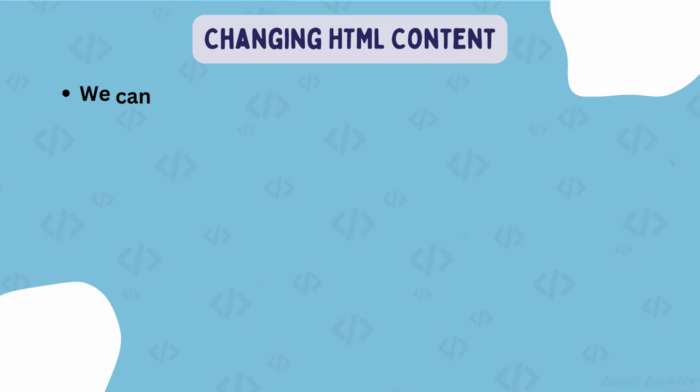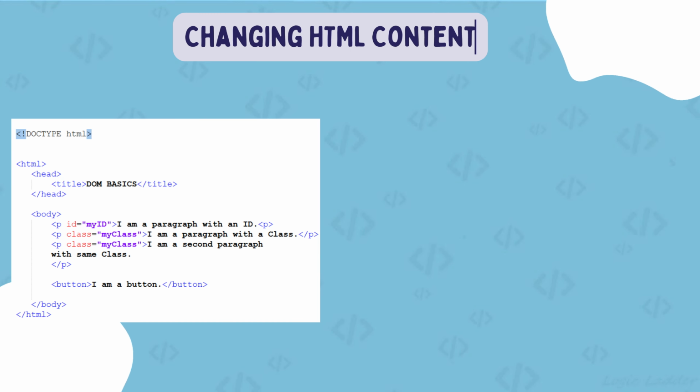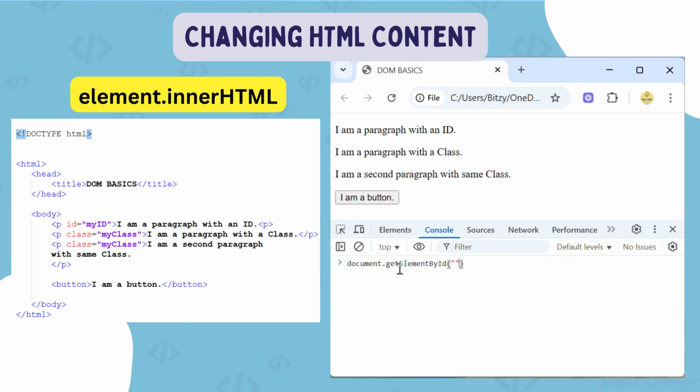With JavaScript, you can change the inner content of any HTML using the innerHTML property. Let's see how we can do it. We have already learned how to select any element. Once we've selected an element, we can change its content using the innerHTML property like this. Give a new value and you can see that it changes the content of the selected element.